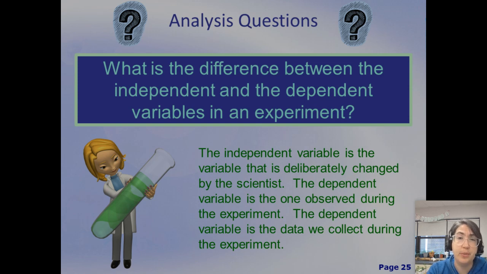What is the difference between an independent and a dependent variable in an experiment? So this should just be a review. Remember, my independent variable is the thing that I change. Independent, I change. So it's the thing that is deliberately changed by the scientist. The dependent variable is the one observed during the experiment. Dependent variable is the data that we collect. So dependent variable is the data that depends on the independent variable, the thing I change.